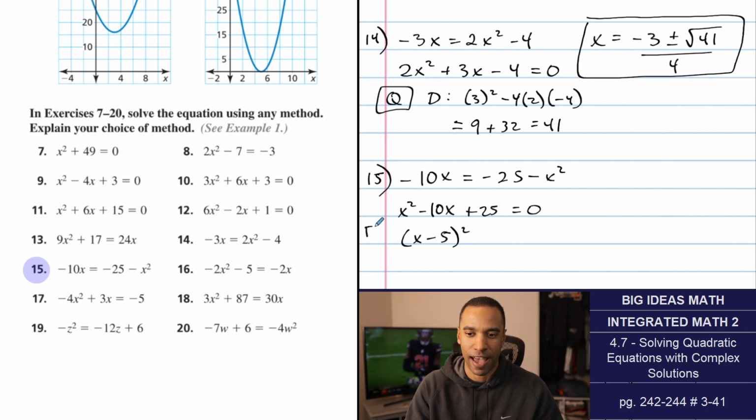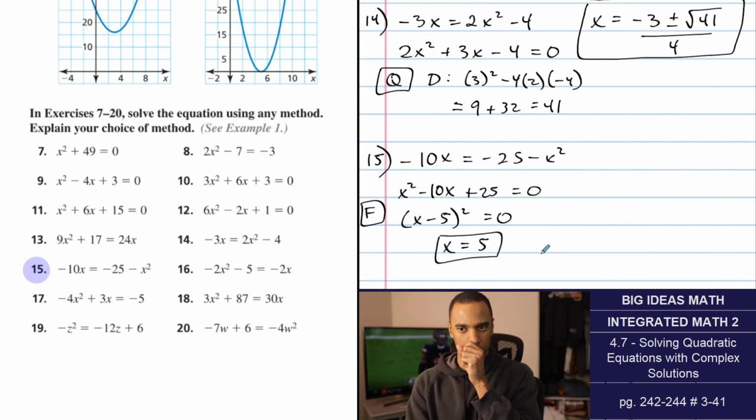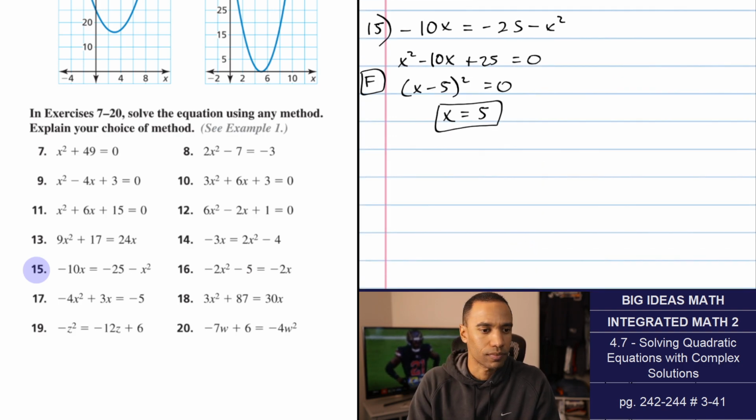So I'm solving this by factoring. X minus 5 quantity squared equals 0. This is where x equals 5. Just one solution there. Number 16.